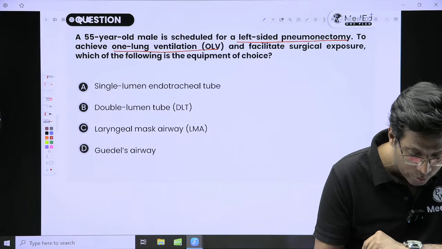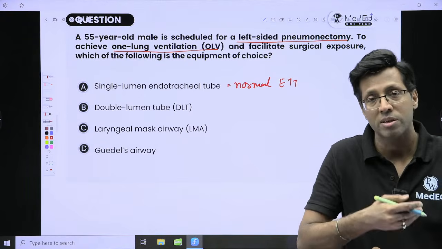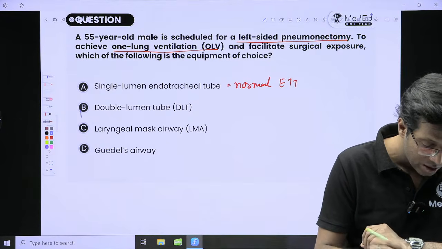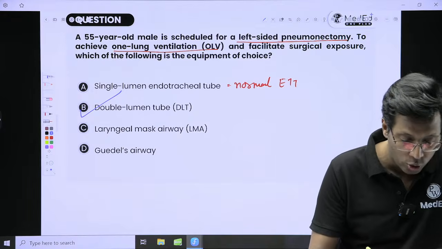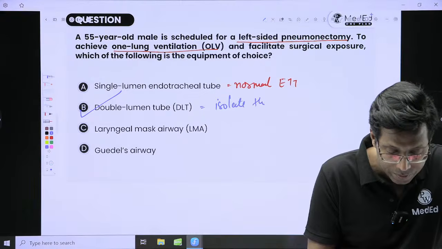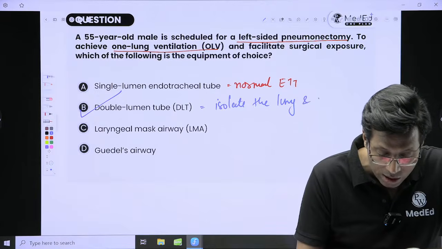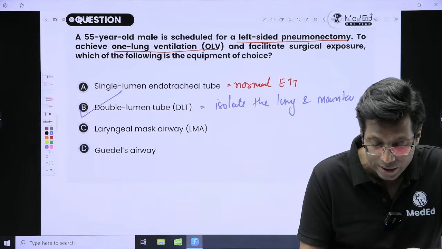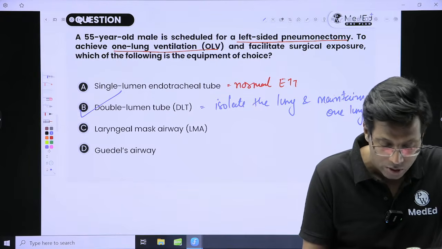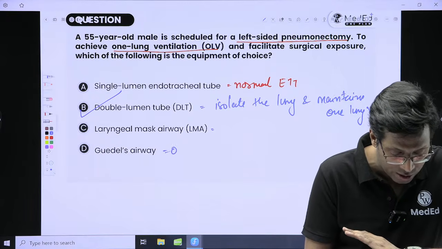Can you use a single tube? Because this is a normal endotracheal tube, you can't use it because infection from one side can go on to the other side. For this, the only thing that can be used is a double lumen tube. Double lumen tube has two lumens. It helps you to isolate the lung, and one lung gets isolated, and it maintains one lung ventilation, meaning only one lung gets ventilated. Laryngeal mask airway has a high chance of aspiration, and this is an oropharyngeal airway.